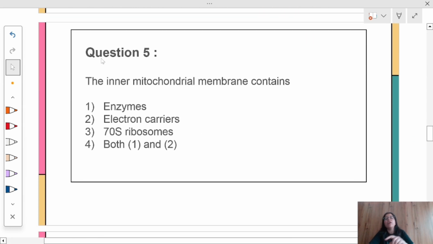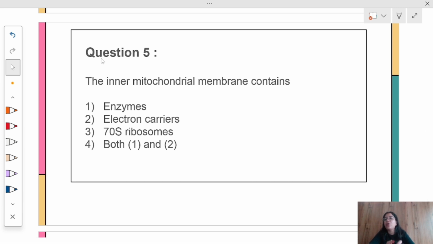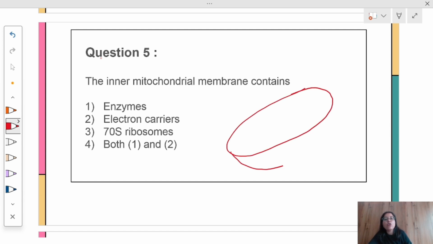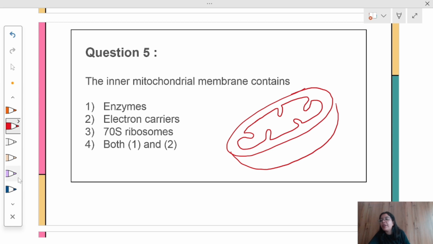Okay. Question number 5. Inner mitochondrial membrane contains what? Enzymes, electron carriers, 70S ribosomes, or both 1 and 2. I hope you know the answer, right? You know that mitochondria is a very important cell organelle. The reason behind that is all the ATP which comes inside the cell is formed here, right? So here you have different types of electron carriers, right? For that only mitochondria has created these cristae, right?